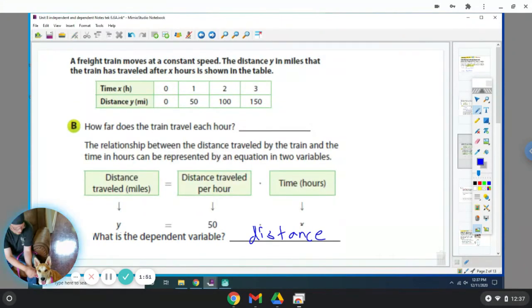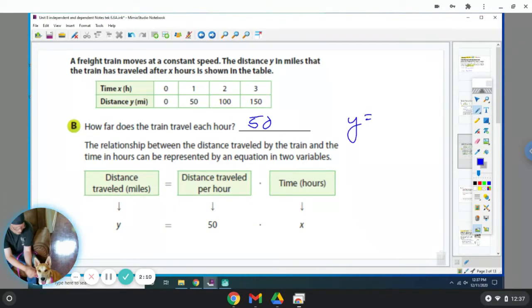So a freight train moves at a constant speed, same table. How far does the train travel each hour? At hour 0, it goes 0 miles. At hour 1, it goes 50, hour 2, 100, hour 3, 150 miles. So it's going 50 miles an hour. So your equation will be y is equal to 50x.